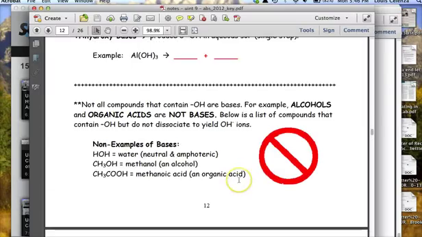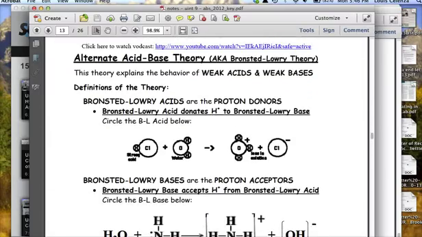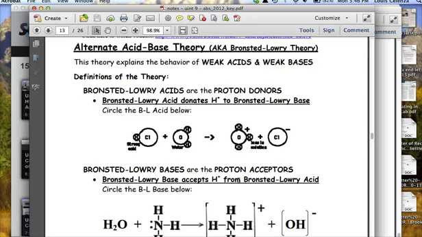Alright, so here we are with Unit 9, Lesson number 6, and this is the alternate theory that we were talking about before. It's not asked about a heck of a lot on the Regents exam, but on occasion they do show you it, and again, they're going to refer to it as the alternate acid-base theory. I haven't seen it referred to as the Bronsted-Lowry theory.